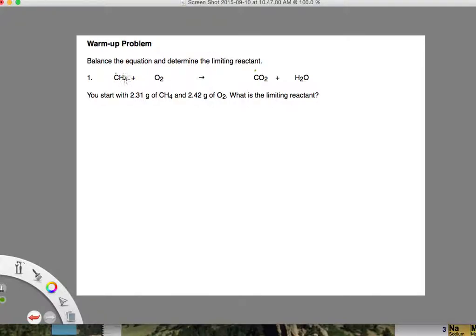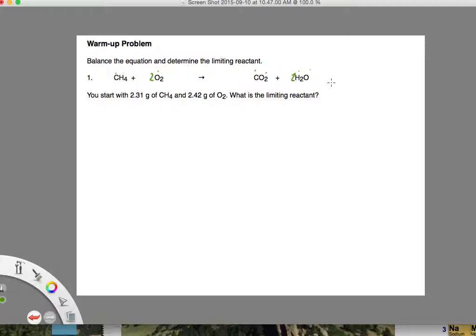How many H's? There's 4 over here. There's 2 over there. Okay, so I've got to do that. 2. Now that's balanced and that's balanced. How many O's do we have? We've got 2 O's over here, and we've got 1, 2, 3, 4 over here. So we need to make sure that this is 2, so that is balanced on both sides.